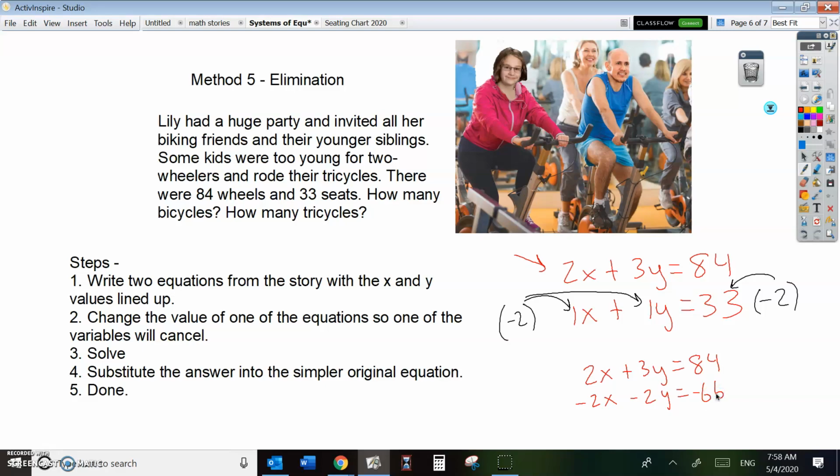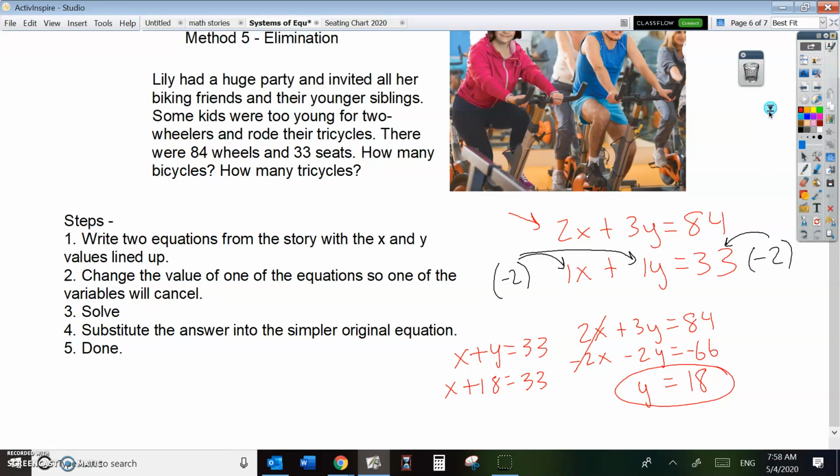Now, you see here that the x variables will cancel. 3y minus 2y is y, and 84 minus 66 is 18. Now put this 18 into the original equation. x plus y equals 33. So x plus 18 equals 33. And then subtract 18 from both sides, and it gives you the value for x. x equals 15.